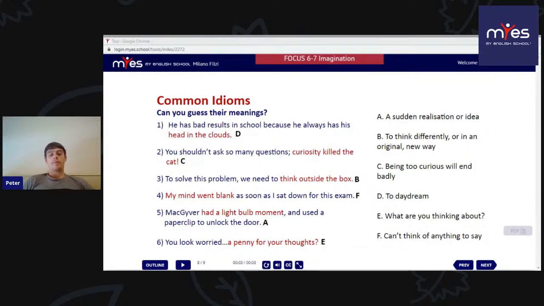To have a light bulb idea is when you have an idea very, very quickly. It's a sudden realization of an idea. And finally, a penny for your thoughts is an idiom we use to ask someone how they are or how they are feeling. Imagine your friend has a worried look or she's sad and you want to help her, you can ask a penny for your thoughts.